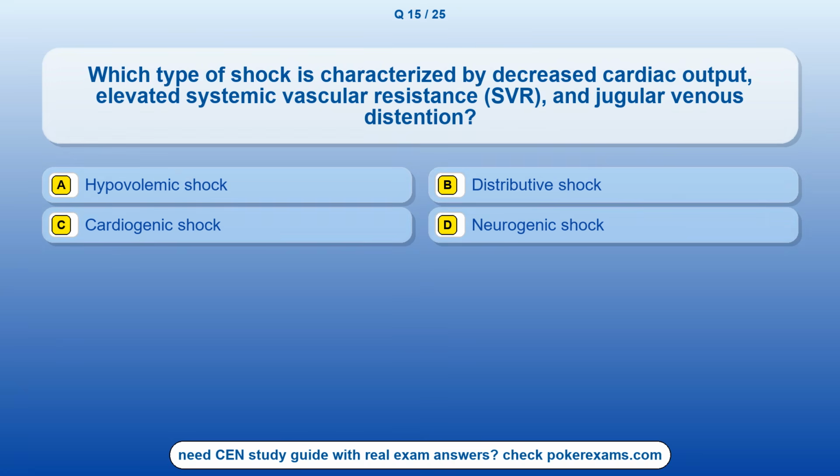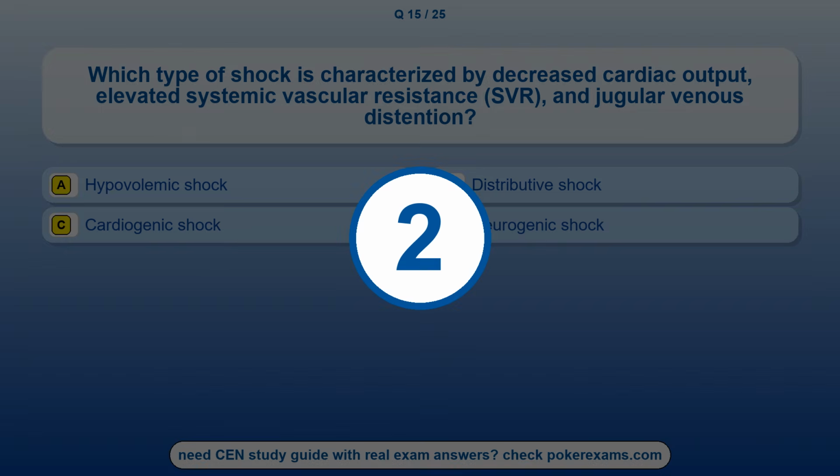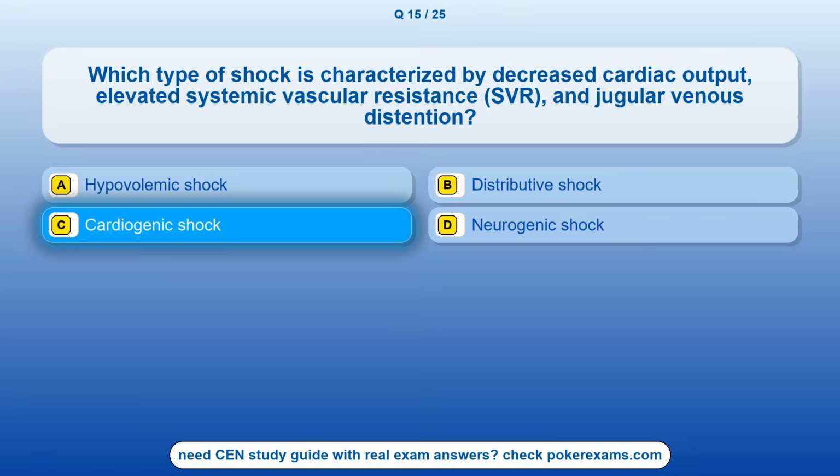Question 15. Which type of shock is characterized by decreased cardiac output, elevated systemic vascular resistance, SVR, and jugular venous distension? Option A, hypovolemic shock, option B, distributive shock, option C, cardiogenic shock, option D, neurogenic shock. The correct answer is option C, cardiogenic shock.